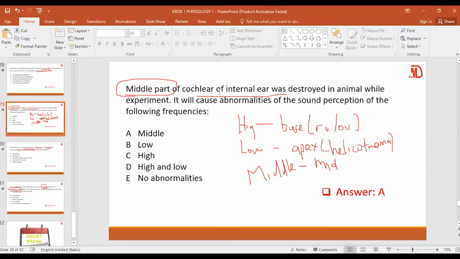And if you look at the anatomy of the ear, or the organ of Corti and how it is structured, when there is a problem at the base, it would normally lead to what? Abnormality in high frequencies. High frequencies will be impeded. That's when the base is affected. And I'm saying the base is also close to the oval window or the round window.